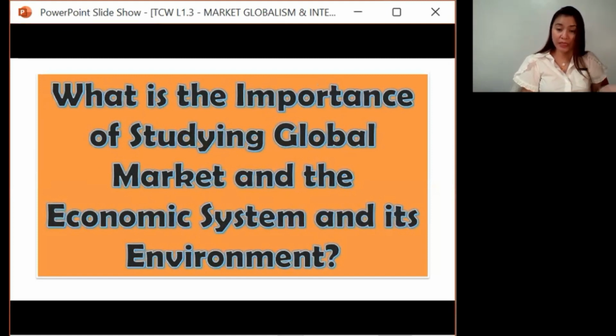Now, to summarize everything about market globalism, we will answer this question: what is the importance of studying the global market and economic systems and their environment? Of course, it is important to study these things because it will provide us an increasing awareness of one's country's political policies and economic system. Second, learning this system improves relations through appropriate communication. And lastly, we will be able to identify the problems and issues, as well as implement possible solutions and other necessary developments that would definitely benefit each one of us in the entire globe.